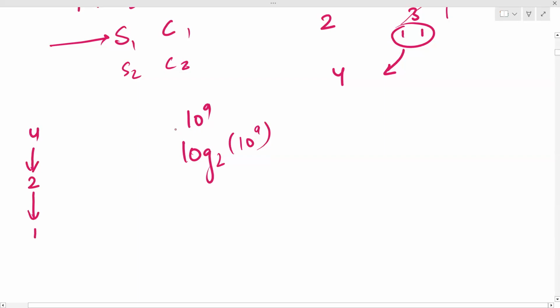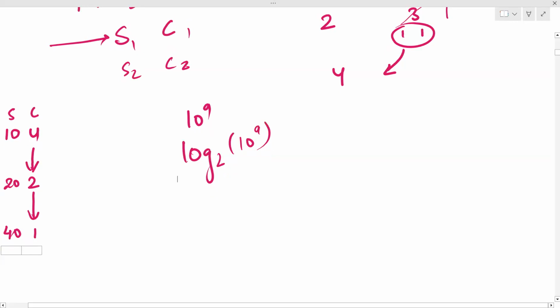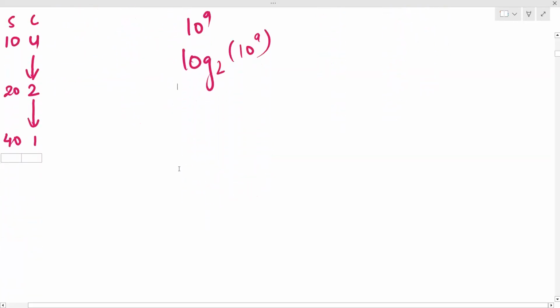Let's say there were 4 slimes of length 10. Then there will be 2 slimes of length 20. Then there will be 1 slime of length 40. I cannot go further than this. Can I? Okay. So this thing is also clear. Is it clear? Yes, no. What is S into C? Okay, it's clear.